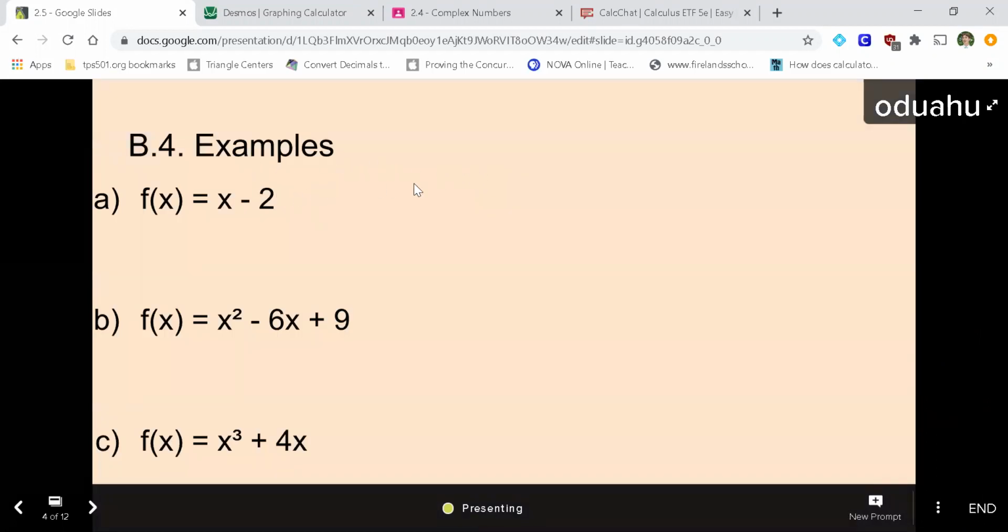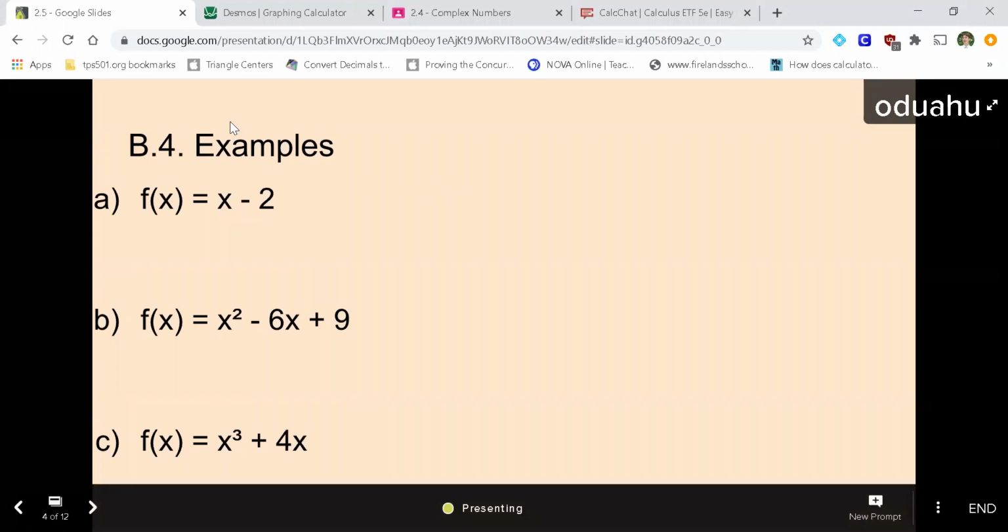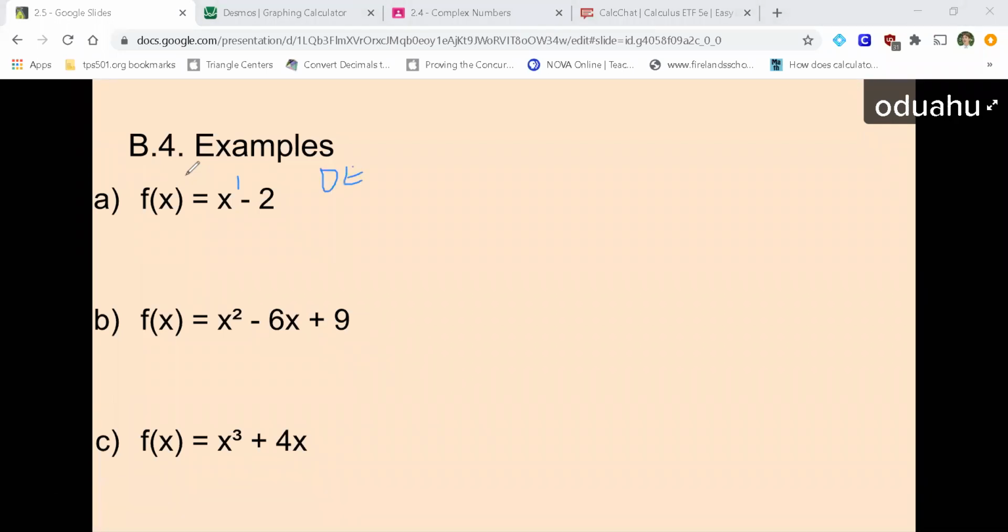I'm excited. So for example, let's look at these following functions and identify their degree and then how many zeros that means they have. For the first one, its highest power is x to the first. So this has a degree of 1.